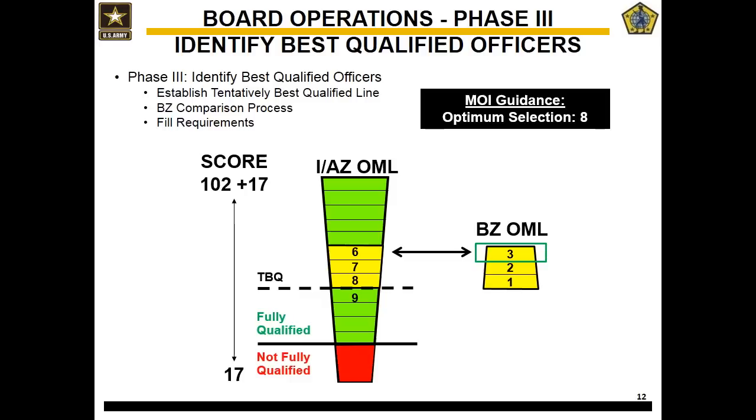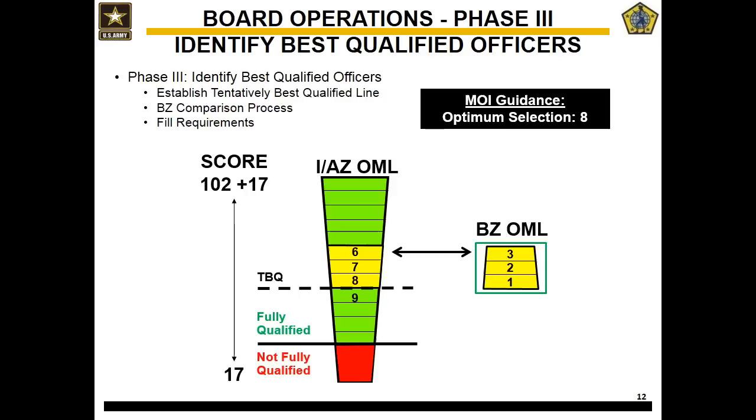By majority vote, if the lowest scoring BZ officer is found to be clearly superior to the highest scoring in and above zone officer, then all BZ officers scoring higher on the BZ OML are also found to be clearly superior. Remember, the board has already decided through voting that the officer at OML position 6 is better than the officers at OML position 7 and 8. So it stands to reason that if the BZ officer at position 3 is clearly superior to the in and above zone officer at position 6, then the BZ officers at OML positions 1 and 2 are also clearly superior.